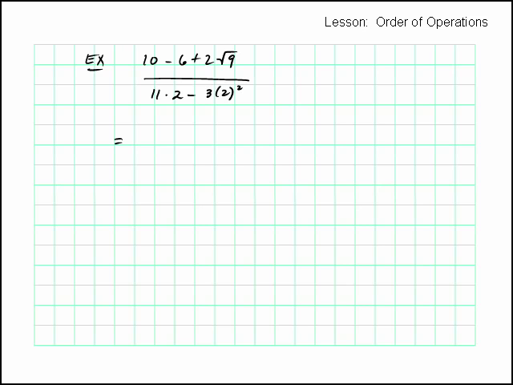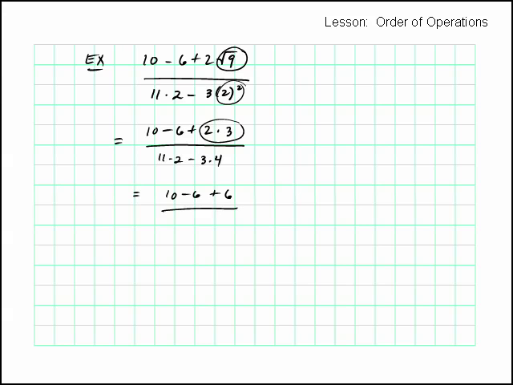First thing I'll take care of is that square root 9. Right here, square root of 9 is a 3. At the same time, I can take care of this exponent. 2 squared is 4. There. Next step would be the multiplication. (10 minus 6), then I got this 2 times this 3 here is another 6. In the denominator, I have 22 minus 12.